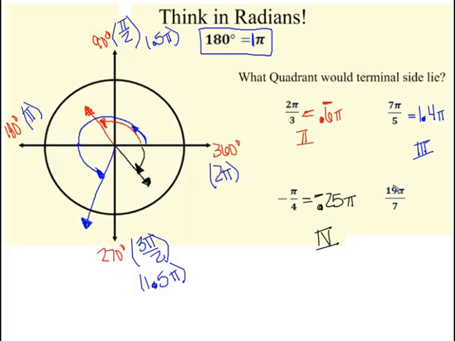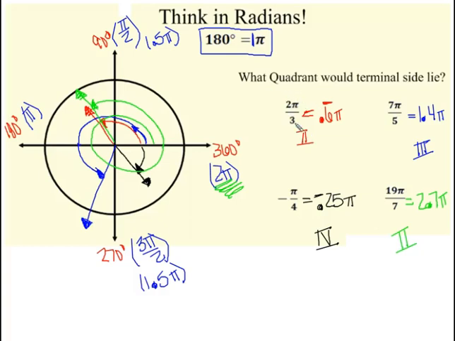And last but not least, if we did 19 over 7, it would be about 2.7 pi. So notice how we have to go the full 2 pi. So we're going to go 1 full revolution. And then we got to go 0.7. Well, if I go this far, I only went 0.5. So 0.7 more, maybe somewhere right here, where our terminal side would be, looks like quadrant 2.